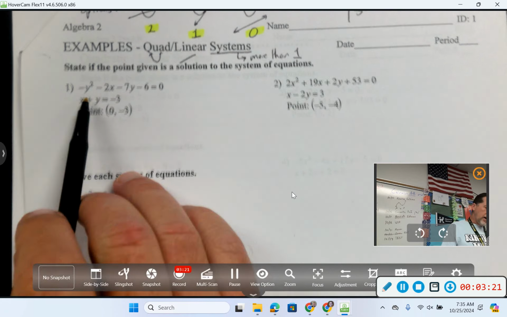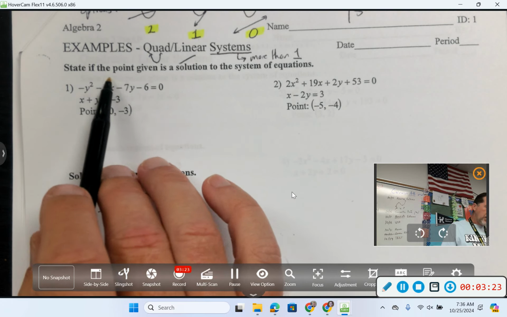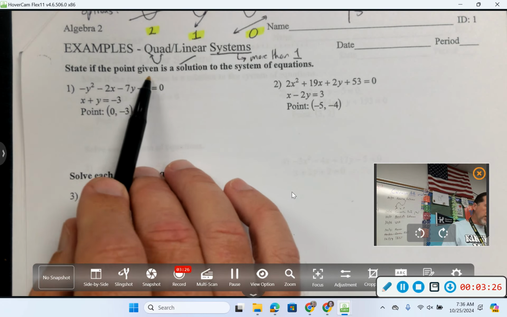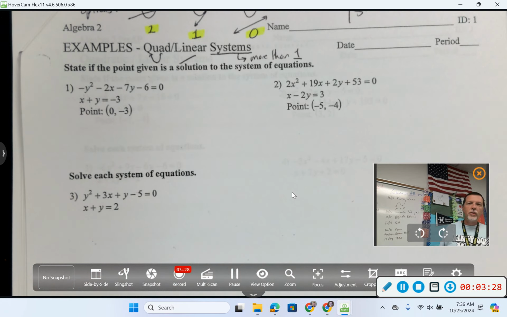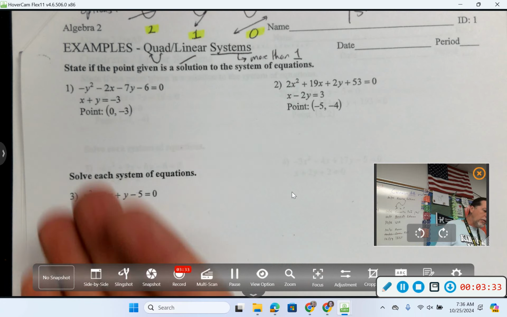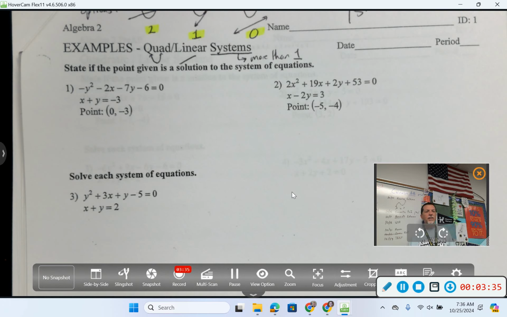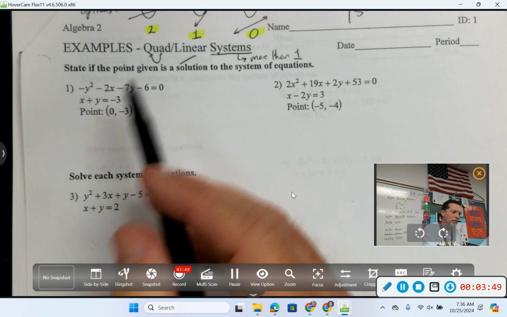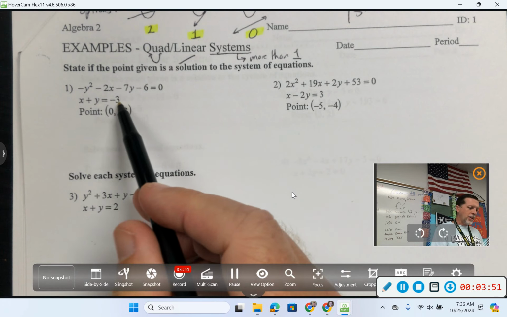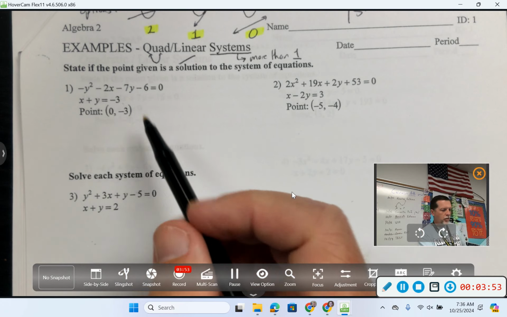Okay, now let's get to some examples here. State if the point given is a solution to the system of equations. So this is like someone solved this, and we want to check their work to see if that's right. How do I see if that point works? You just plug the x into the x and the y into the y. Plug it into which one, the first one or the second one? It's going to have to be both, right? If it matches the first one, that just means it's on the first one. If it matches the second one, that means it's on the second one. So we have to do both.